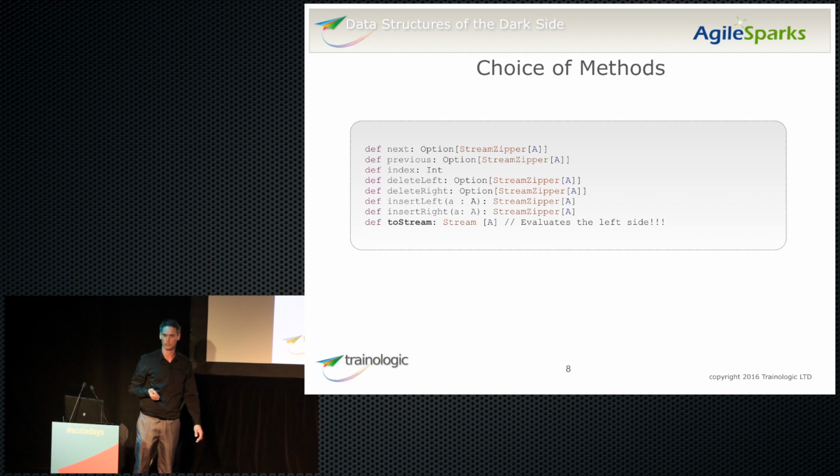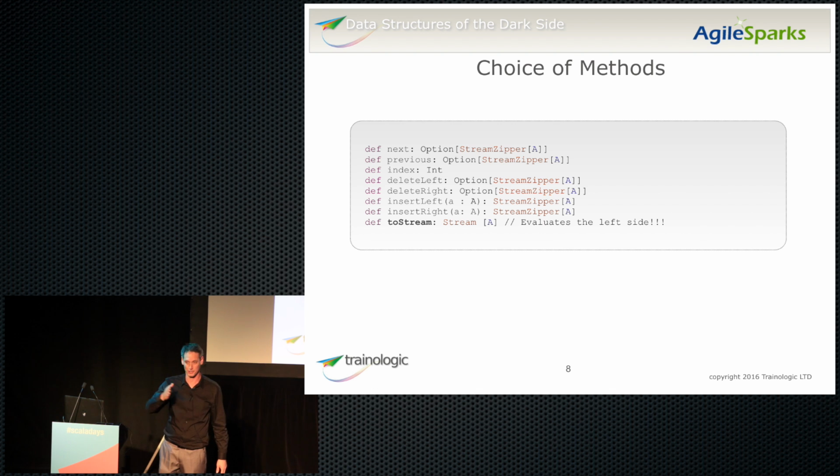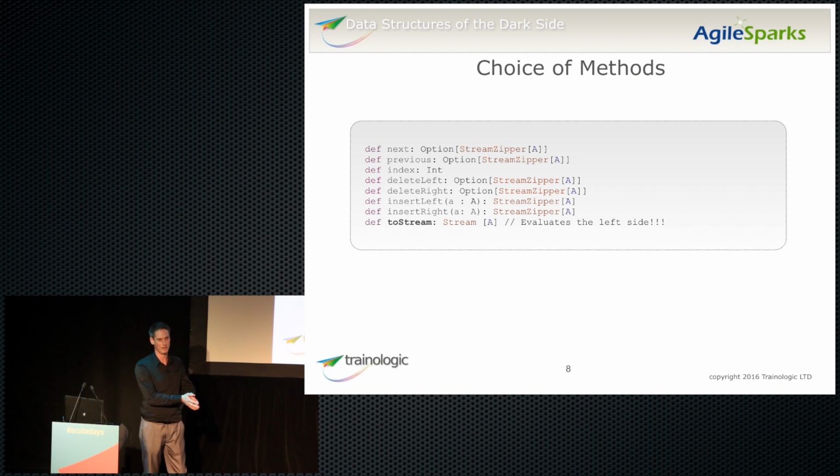So two very important operations is getting the next zipper, moving the cursor one place to the right. Why is it an option? Because we may have reached the end of the stream. Again, with the previous, maybe we are at the starting element and we want to go left, we'll get a none. And index, we can delete the left element, delete the right element. Of course, it's immutable. You always get a new zipper. Nothing is mutable here. We can insert elements. We can do a lot of very mundane methods. And we have a toStream.